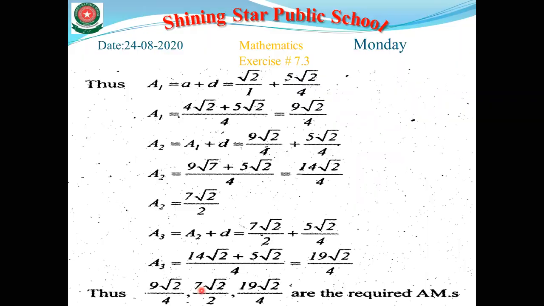Thus, now we find A1. For finding A1, we know that we add D to A. So here A is square root 2 and D is 5 square root 2 over 4. When we take the LCM, it becomes 4. 4 multiplied by square root 2 is 4 square root 2, plus 5 square root 2. 5 plus 4, 9 square root 2 over 4.